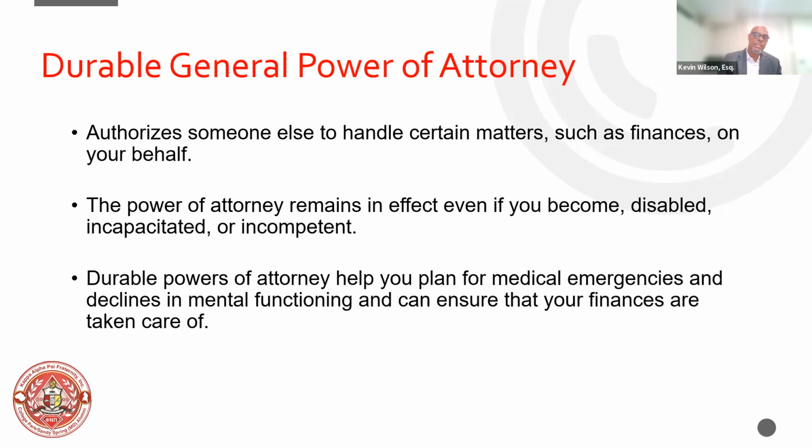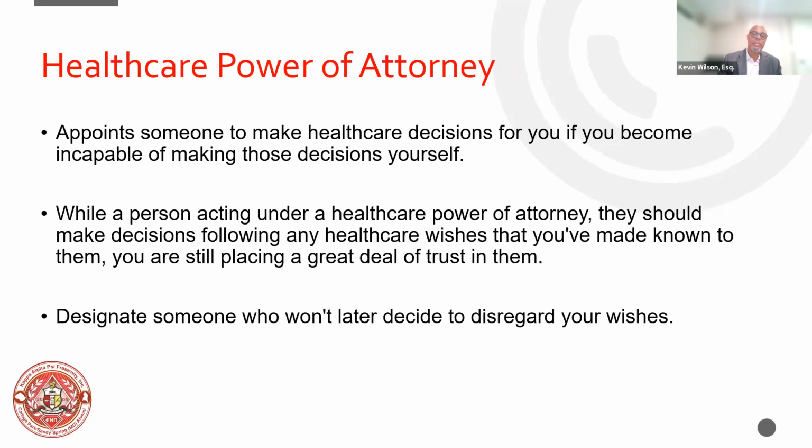The next one is the healthcare power of attorney. This gives someone the authority to make medical decisions for you when you can't make them for yourself. Once again, the Buffalo Bills example is clear. Someone had to give the surgeons, the doctors, the go-ahead to do certain procedures. And by having a healthcare power of attorney, you designated that person that you trust the most to make those decisions for you. And they're in place to make those decisions.